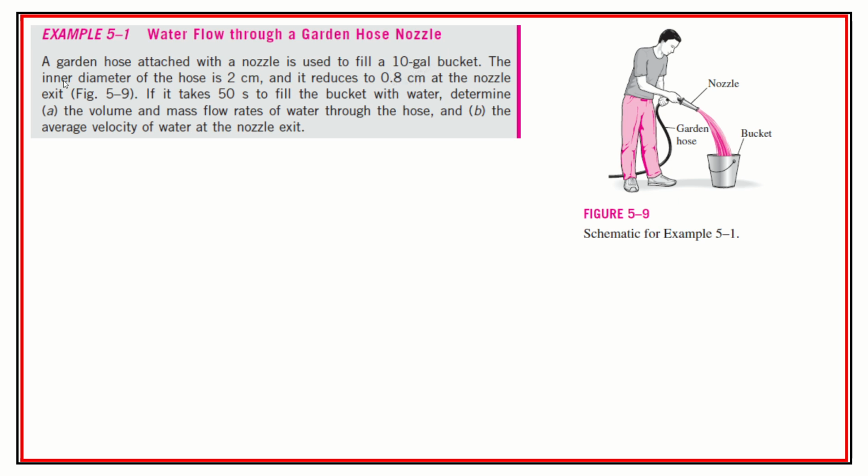The inner diameter of the hose is 2 centimeters. I do not like centimeters. And it reduces to a 0.8 centimeter exit nozzle. And it takes like 50 seconds to fill up the water bucket. We want to find the volume and mass flow rate of the water through the hose and the average velocity at the nozzle exit.